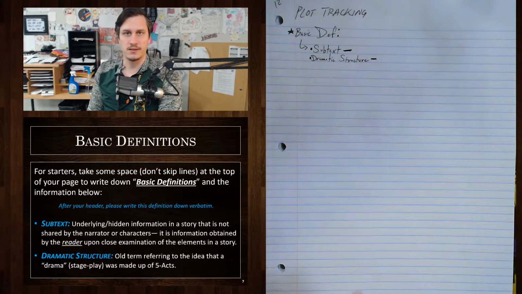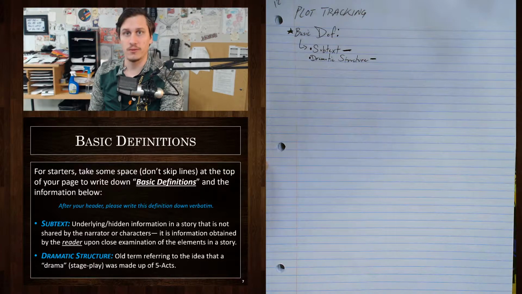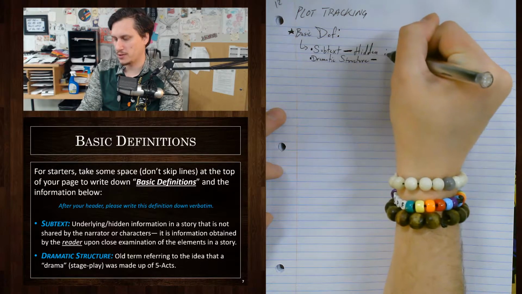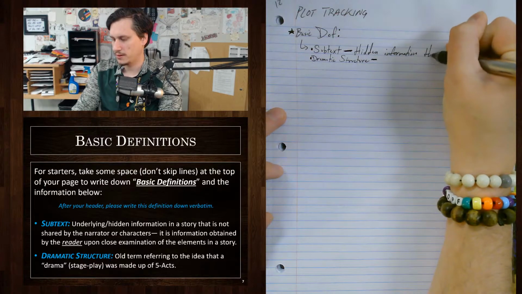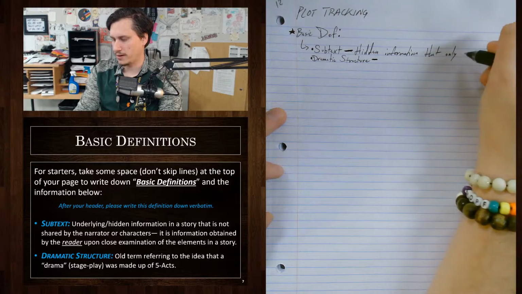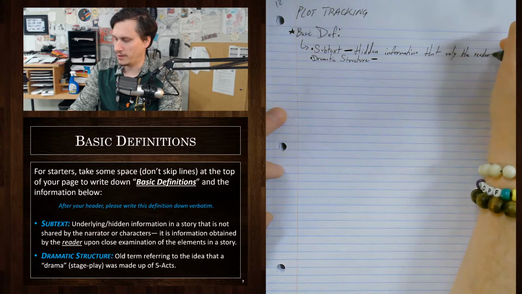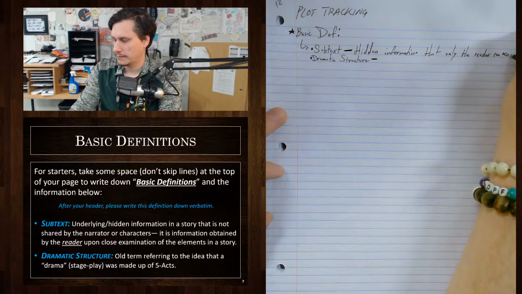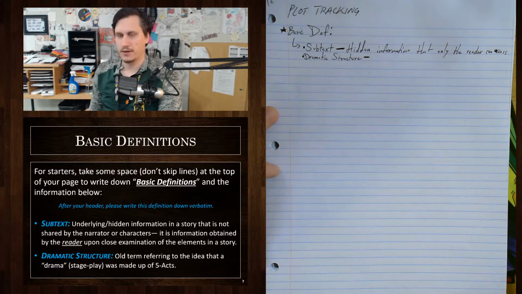Okay, so what is subtext? Subtext is basically hidden information in the story that only the reader, meaning you, can access. So one more time, this is hidden information that only the reader can access, or reader can get, if you want to say that. I'll squeeze that in there. Okay, this is hidden information that only the reader can access.